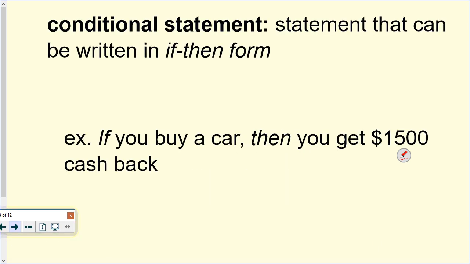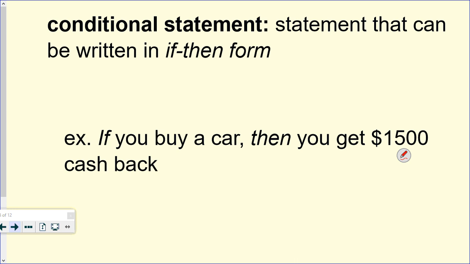Alright, so we're talking about conditional statements today. So you should be following along on your note sheets. A conditional statement is a statement that can be written in the if-then form. So if you buy a car, then you get $1,500 cash back.